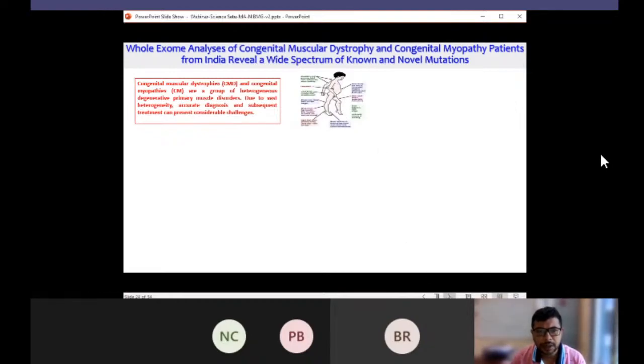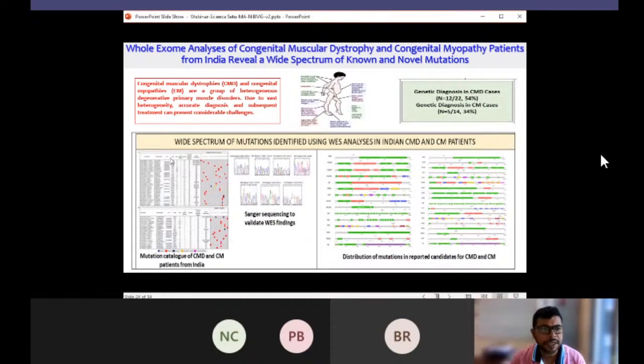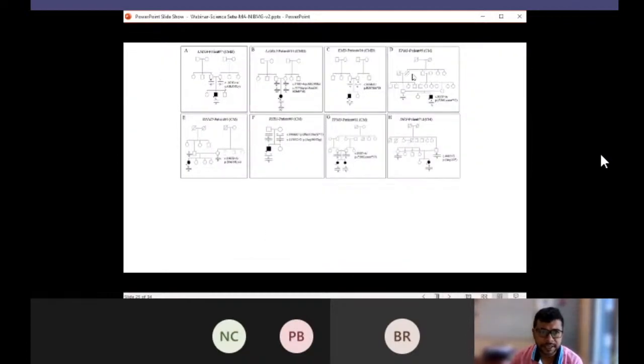This is a cartoon. What we have found, and I'm not going into the detail, is basically the number of mutations plotted based on these whole exome sequencing analyses. We have done Sanger sequencing to validate our findings. These are the distributions of mutations in reported candidates. We found that the genetic diagnosis in CMD cases is almost 54%, and in CM cases around 34%. We have done segregation analysis.